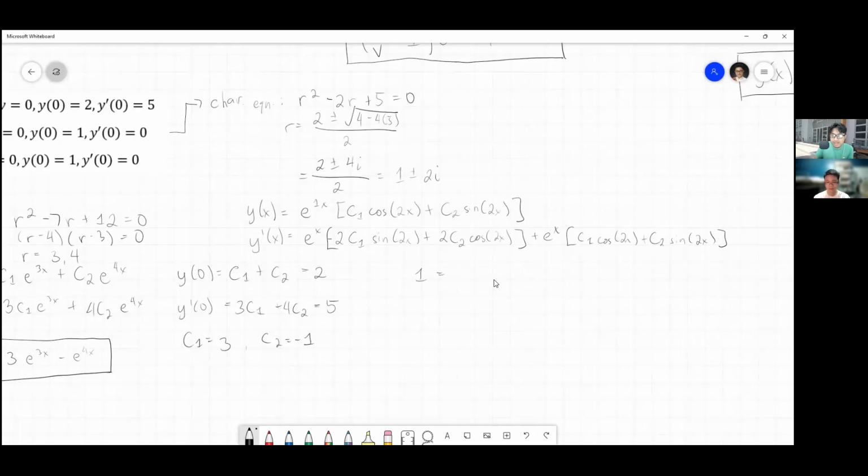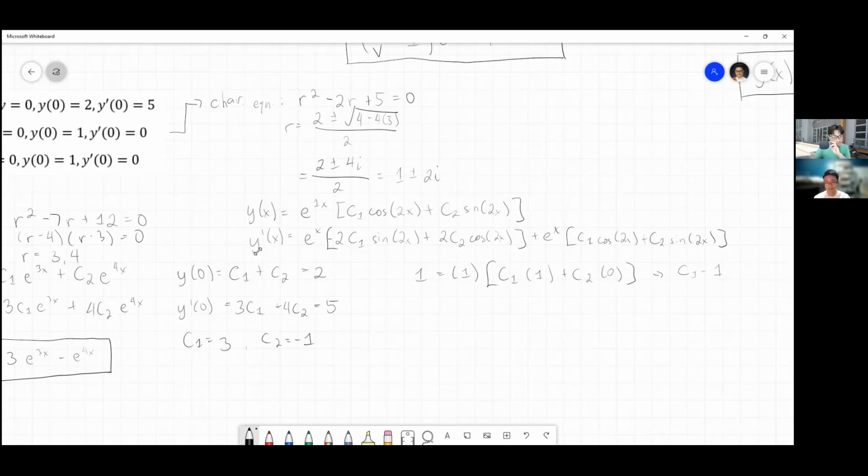Tapos meron tayo ditong c1 cosine of 2 times 0. Cosine of 0 is 1. So meron tayo dito C1. Sige, lagyan na lang natin siguro para di kayo malito. So e to the 1x or e to the 0, that becomes 1. C1 cosine of 2x, that becomes 1. Plus C2 sine of 2 times 0 or sine of 0, that becomes 0. Okay? So dito pala makukuha natin na C1 is equal to 1.